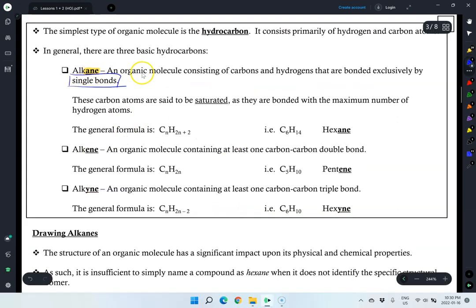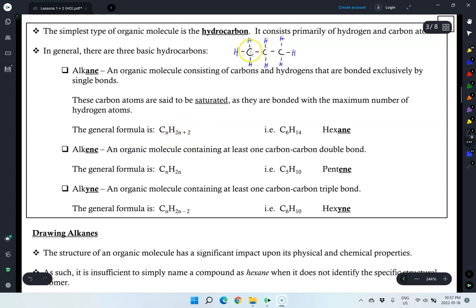In general, alkanes are simple hydrocarbons that are bonded exclusively by single bonds. As such, their carbon atoms are said to be saturated, so they are bonded with the maximum number of hydrogen atoms possible. Alkenes, on the other hand, contain at least one carbon-carbon double bond, while alkynes contain at least one carbon-carbon triple bond. Now, the general formula for alkanes is CnH2n+2.